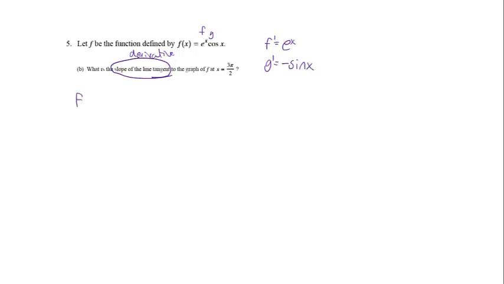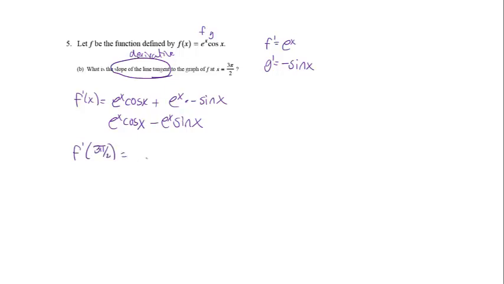And now I'm ready to find the derivative. So we'll get f prime times g, so e to the x cosine x plus f times g prime. And then I'm just going to rewrite this to make it look better for my sake. So e to the x cosine x minus e to the x sine x. So that will be the derivative, and it asks us to find it at 3 pi over 2. So now we're just going to evaluate it at 3 pi over 2. So wherever I see an x, I'll just put 3 pi over 2. Cosine 3 pi over 2 minus e to the 3 pi over 2 sine of 3 pi over 2.